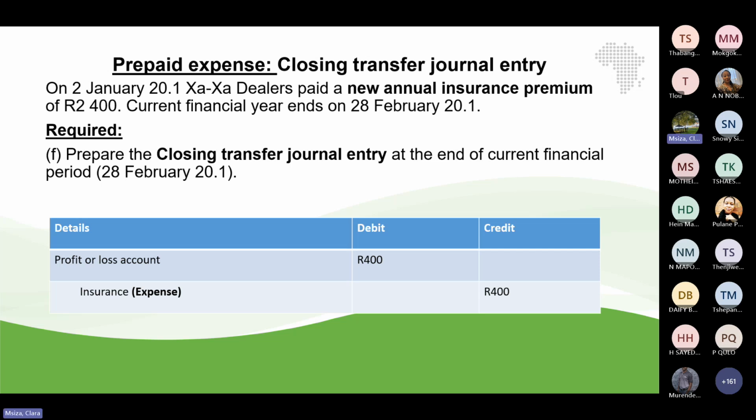So indicate here. Okay, I see someone has already given us the answer. Does anyone want to attempt how we're going to do our closing transfer journal entry for the year? Thank you, Nobutula. Without wasting time, remember, we are closing our accounts now. Hence, what goes to profit and loss will be the 400, and our insurance expense will be 400. This is the correct amount that should be reflected when you calculate your profit and loss account.